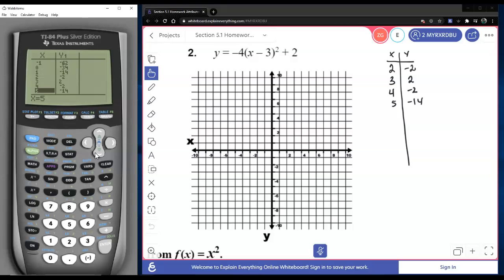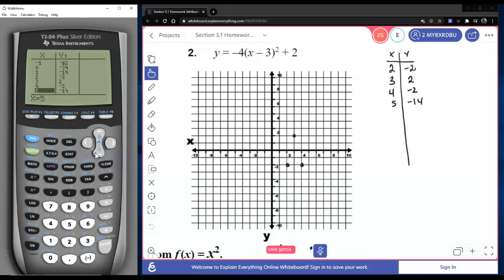So we start at the origin (0, 0), go 2 spaces to the right, and then go down 2. Then we start at the origin again, 3, and we're going to go to 2. Okay. Start at the origin again and go to 4, go down to -2. Then 5 is going to be -14: 1, 2, 3, 4, 5, 6, 7, 8, 9, 10, 11, 12, 13, 14. And if I had selected 1, it would have also been -14.